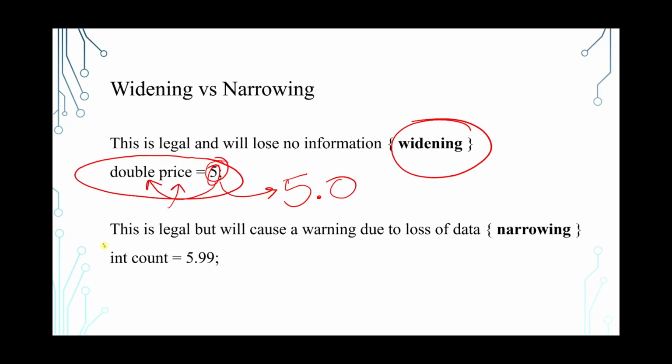So this is legal if you're doing narrowing, but it will cause a warning due to a loss of data, because this is basically a double literal, right? So how do you convert it to an int, how do you store it as an int? Remove anything after the decimal point, just the 5. Anything before the decimal point, anything on the left of the decimal point.